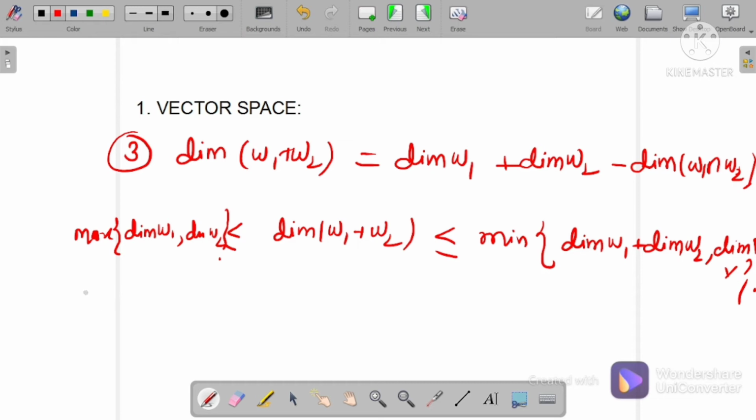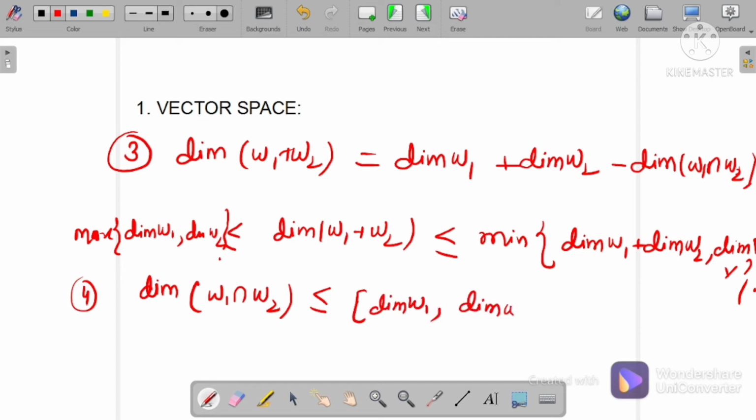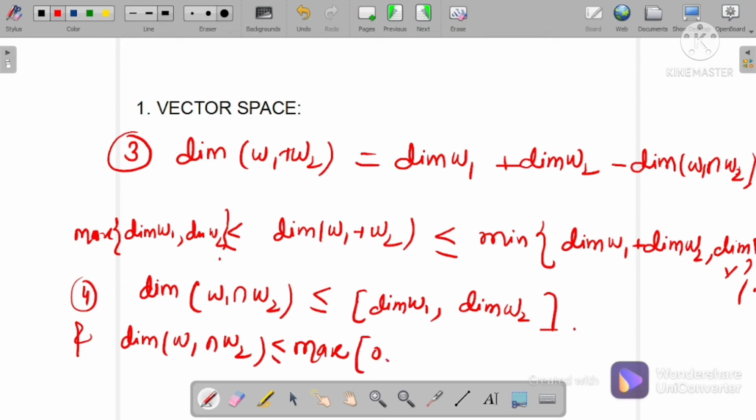The fourth result is: the dimension of W1 intersection W2 is always less than or equal to the minimum of dimension of W1, dimension of W2, and the dimension of W1 intersection W2 is always less than or equal to the max of 0, and dimension of W1 plus dimension of W2 minus dimension of vector space V. These are important results about dimensions of the sum of two subspaces and the intersection of two subspaces.